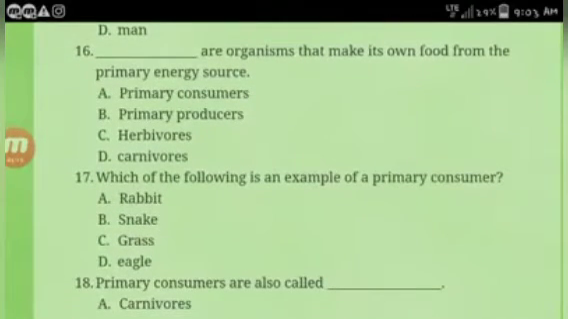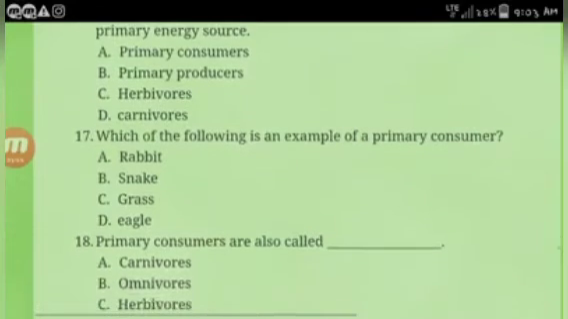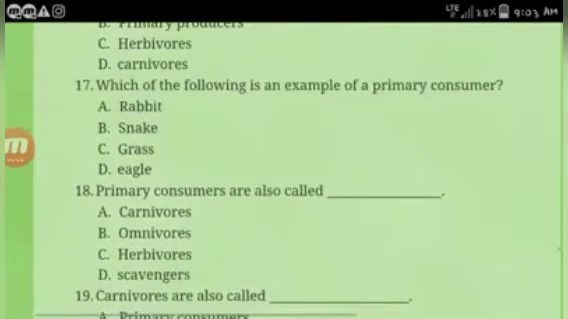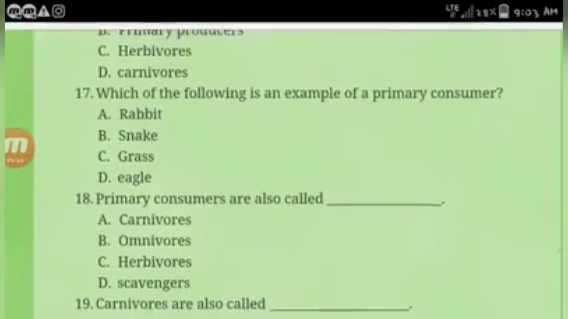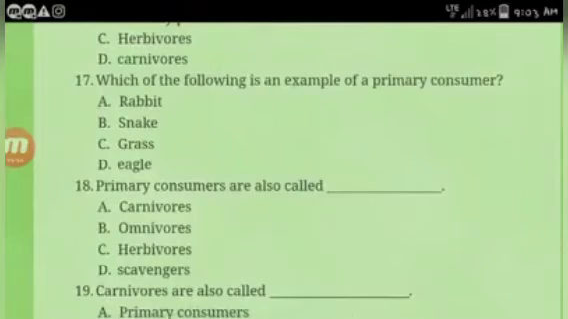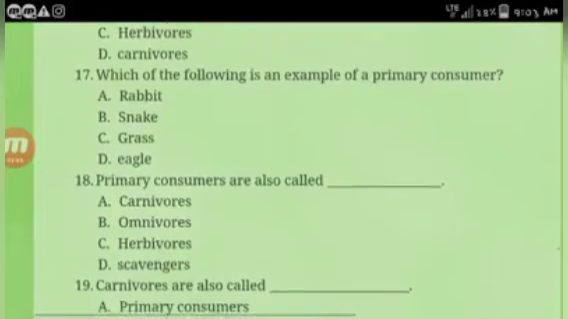Number 16, organisms that make their own food from the primary energy source. So its primary energy source, that's the sun. And these organisms are primary producers. Okay, so there are grasses. Next one, which of the following is an example of primary consumers? So primary consumers are those which eat herbivores or primary producers. So it's rabbit, it's grass eating.